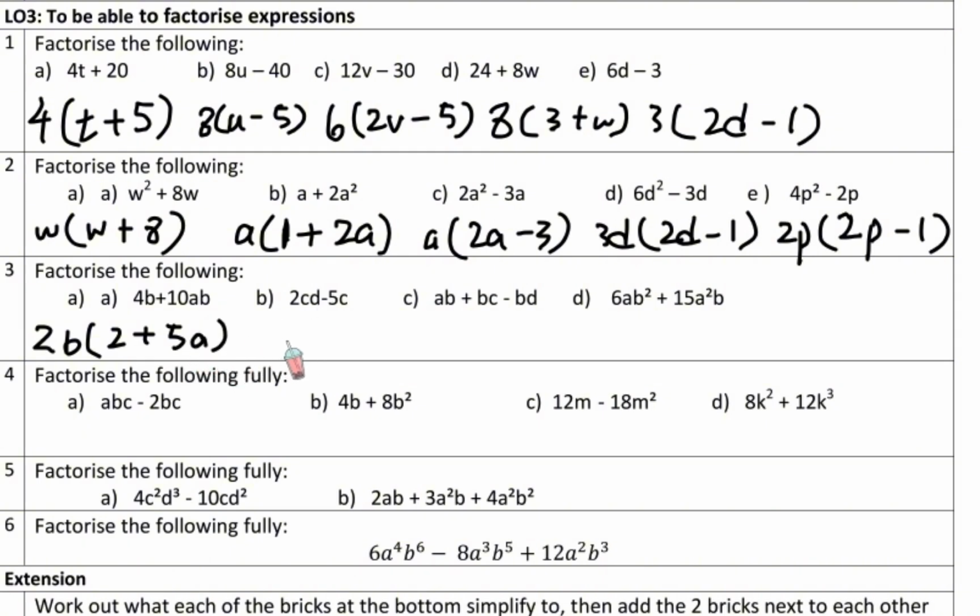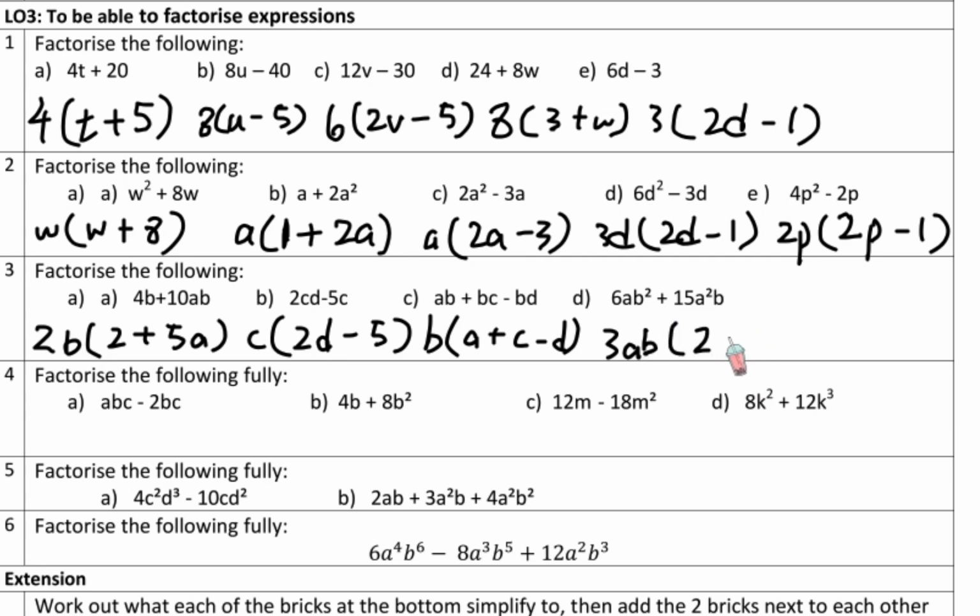For B, we can take the letter C. So C bracket 2d minus 5. And for C, we can take the letter B. So B bracket a plus c minus d. And D could be 3ab bracket 2b plus 5a.